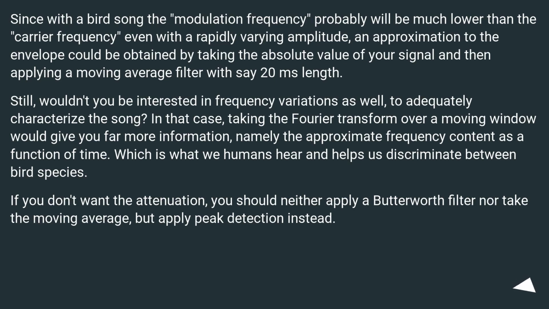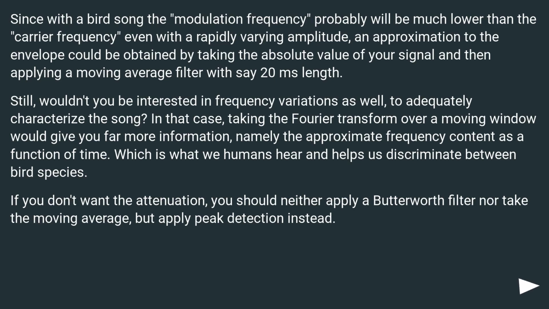Still, wouldn't you be interested in frequency variations as well, to adequately characterize the song? In that case, taking the Fourier transform over a moving window would give you far more information, namely the approximate frequency content as a function of time. Which is what we humans hear and helps us discriminate between bird species.